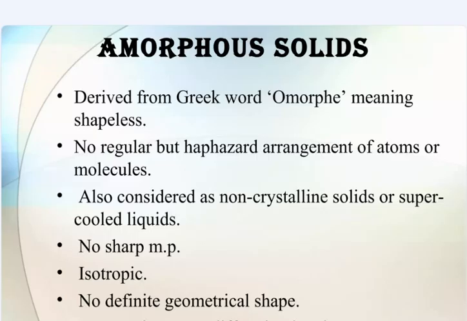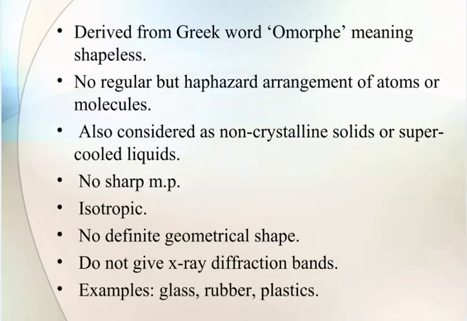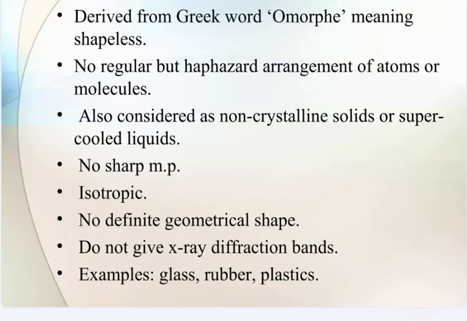Now, amorphous solid, derived from the Greek word amorph, meaning shapeless. No regular but haphazard arrangement of atoms or molecules, also considered as a non-crystalline solid or supercooled liquid. No sharp melting point, isotropic, no definite geometrical shape, does not give X-ray diffraction bands. Examples: glass, rubber, plastics.